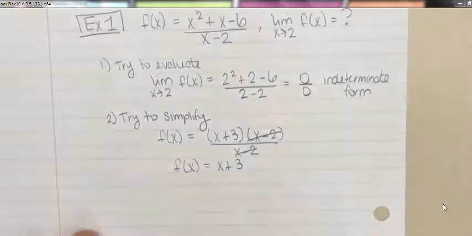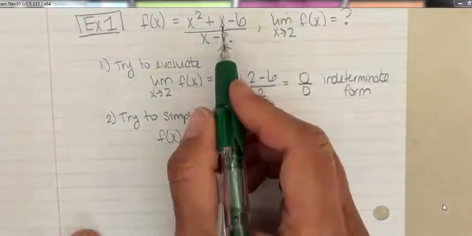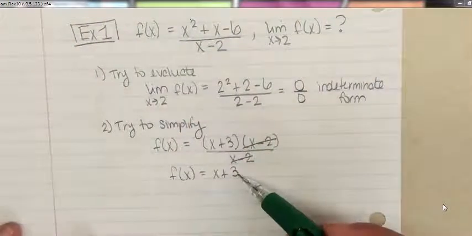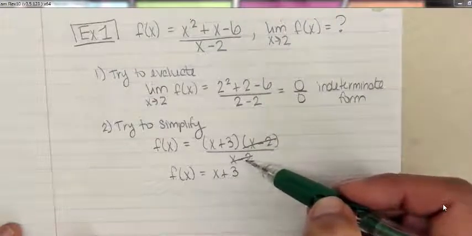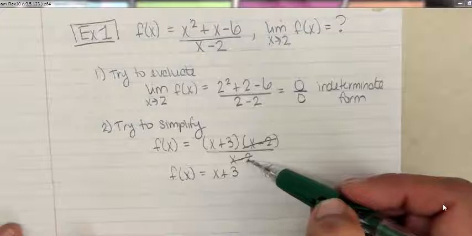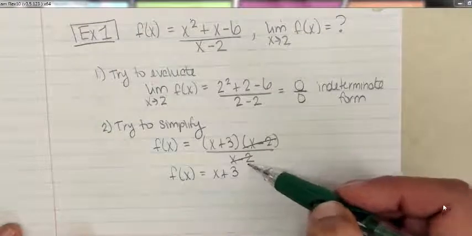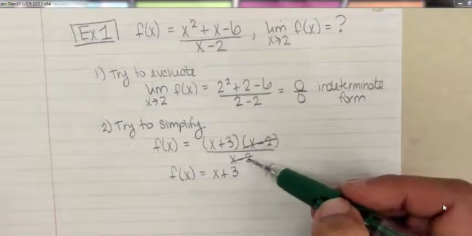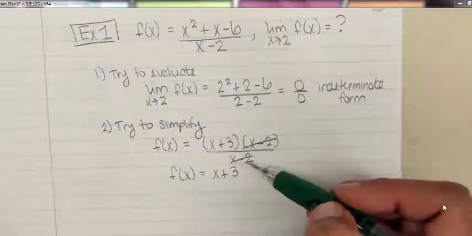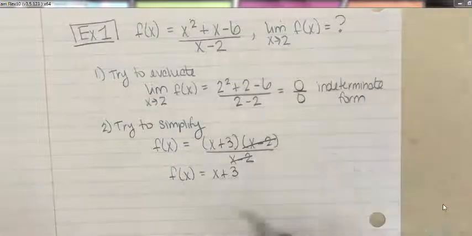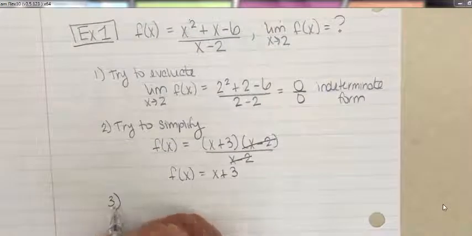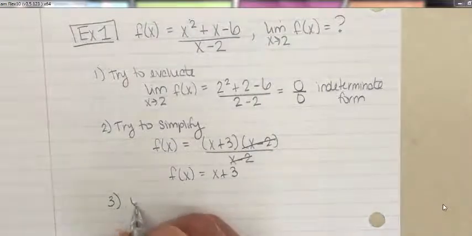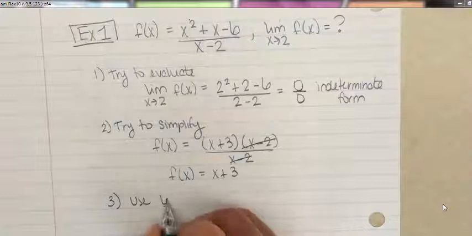Now at this point, I've got a simplified version of this, which basically tells me that I've got a discontinuity right here. It's going to be a removable discontinuity because the factors reduced out. If it hadn't reduced out, then I'd probably have an asymptote at x equals 2, because I'd still have that denominator. All right, so moving on to our step 3, we're now going to use limit theorems to evaluate.